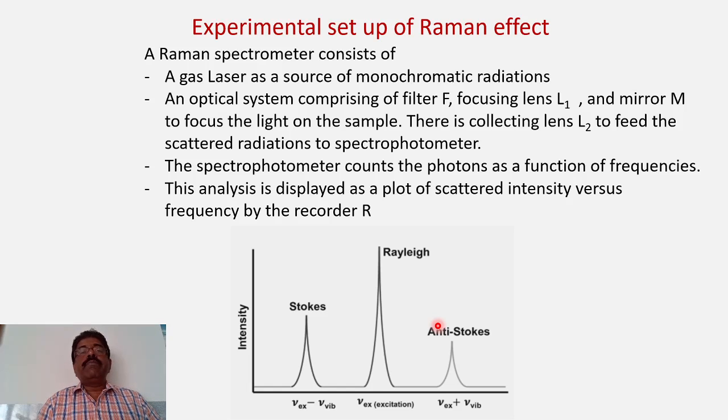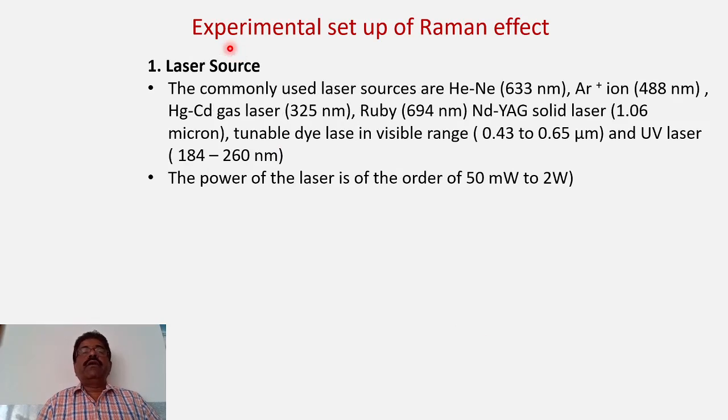Now let us discuss some important components of the Raman spectrometer. What kind of laser sources are used for Raman spectrometers? First of all we shall see some examples. The commonly used laser sources are helium neon, having a wavelength of 633 nanometer, then argon ion laser having a wavelength of 488 nanometer, then HgCd gas laser having a wavelength of 325 nanometer, ruby laser having a wavelength of 694 nanometer, then Nd-YAG solid state laser having a wavelength of 1.06 micron.